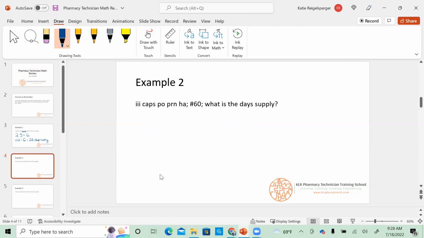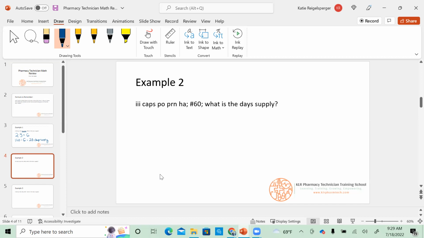We call it hashtag in class at KLR Pharmacy Technician Training School because this is 2022 and that's what everybody knows it as. But it's just another way to say how many tablets the patient is being given in total, so what the doctor prescribed. And here it is 60. So we're dispensing 60 tablets to this patient. What is the days supply? Again, take 3 capsules by mouth as needed for headache. Dispense number 60. What is the days supply?